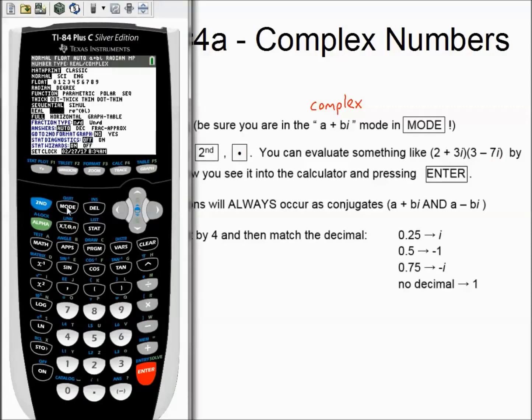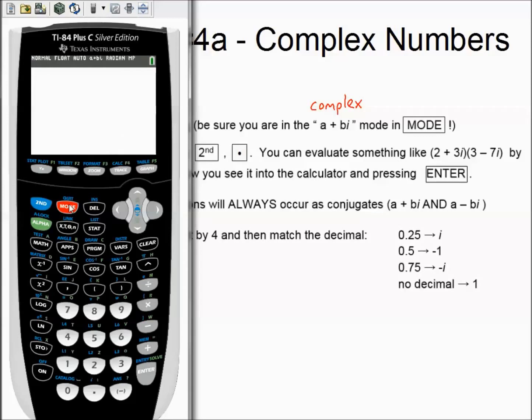So I'll do that and I hit second quit. And let's type exactly what we see. I see a parenthesis, and then 2, and then plus, and then 3. I need to pull up the I, and like I said, that's hiding above the decimal, so I'll hit second decimal. Close the parenthesis, open up a new parenthesis, 3 minus 7i. I'll type that right into the calculator, do a quick double check. Yep, that's what I needed. I'll hit enter, and the calculator will perform that operation for me and get 27 minus 5i.